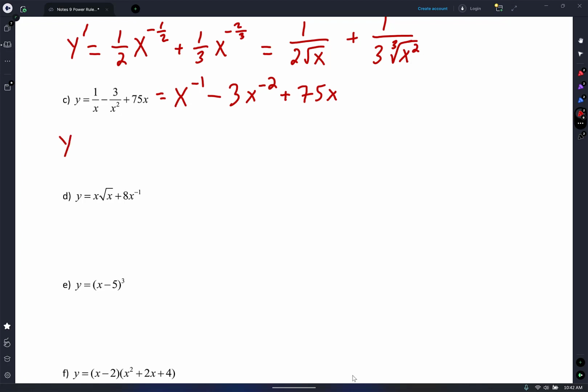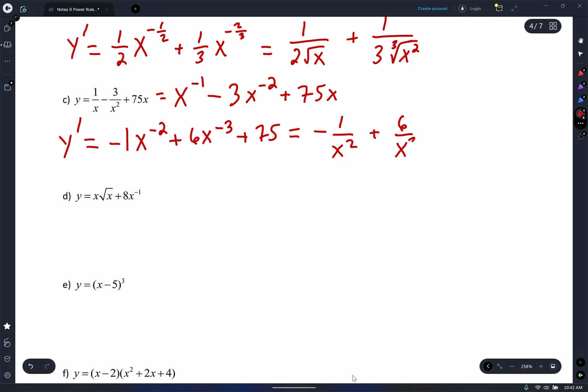Okay, here we go. Y prime. Now I go ahead and put the prime on the y. I'm taking the derivative now. What's the derivative of x to the negative 1? Negative 1, x to the negative 2. I'm not done. What's the derivative of the next term? Positive 6x to the negative 3. What's the derivative of 75x? Plus 75. All right, let's rewrite this. I'm going to put the equal sign, which is fine, because it's all y prime. Negative 1 over x squared plus 6 over x cubed. That's a 3 there. Plus 75.